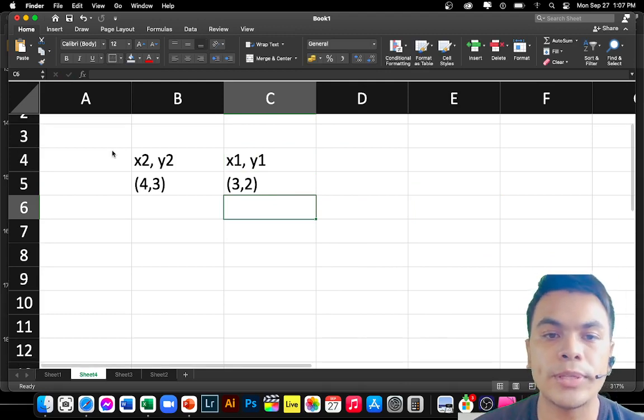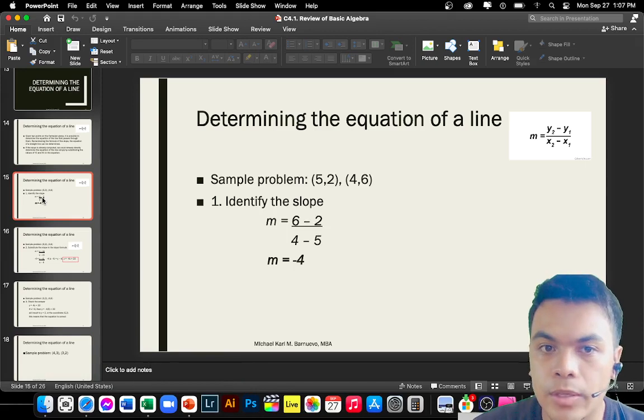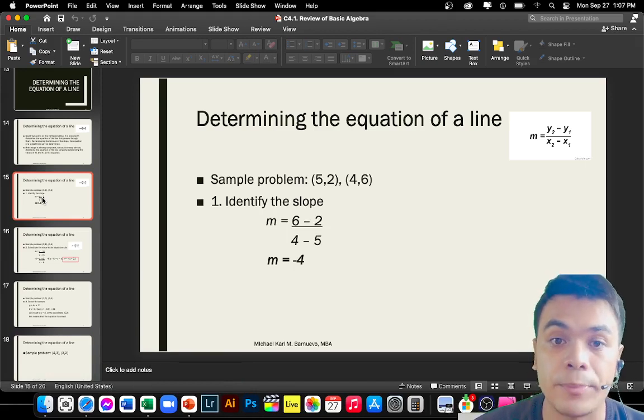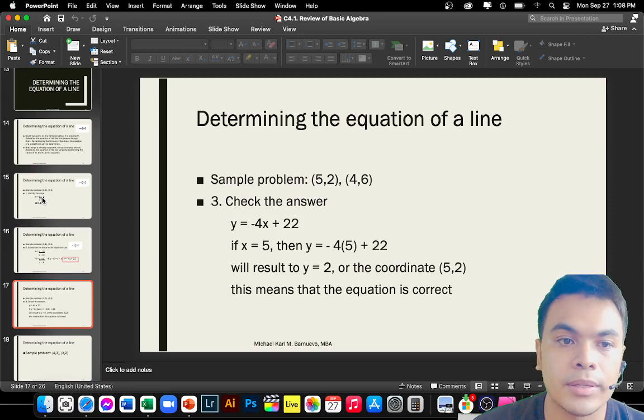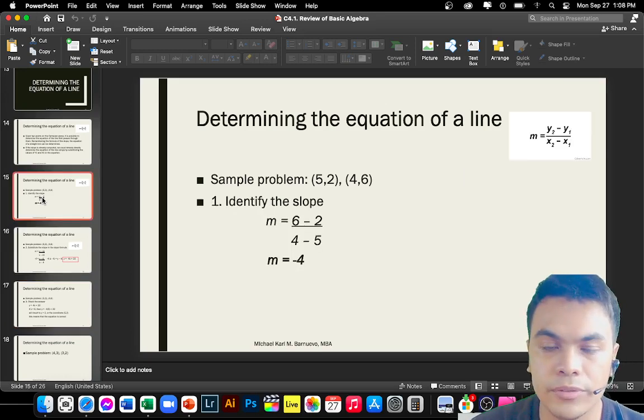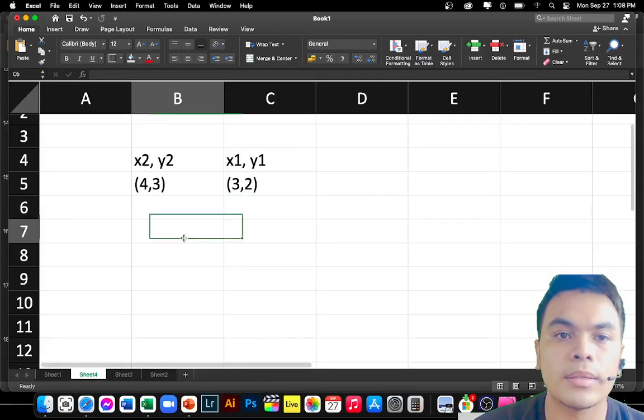Okay. Now we will do this step by step. So, going back here, we have 3 steps. First is identify the slope. Second is substitute the slope in the slope-intercept formula. And third, we check the answer. Okay, let's go to the first one. Identify the slope.